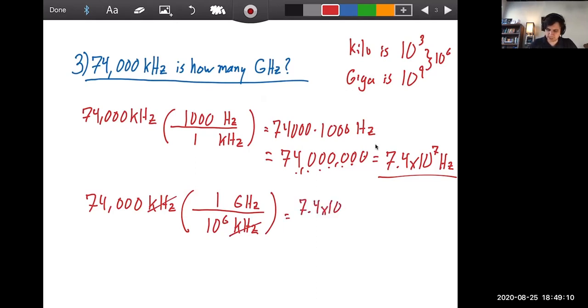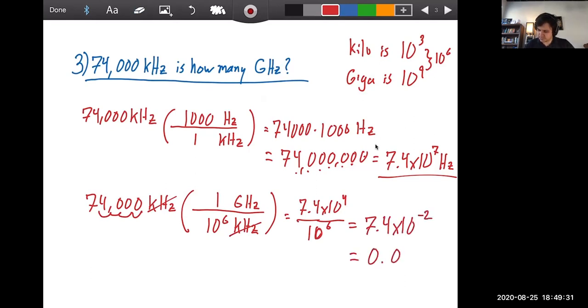7.4 times 10 to the 4 divided by 10 to the 6th, which equals 7.4 times 10 to the minus 2, which equals 0.074 gigahertz. It's always good to double check. 1, 2, yep, that would get me back. All right, so that one was, I think we can all agree, a little bit more difficult. Rewatch this part, and work through the practice examples.